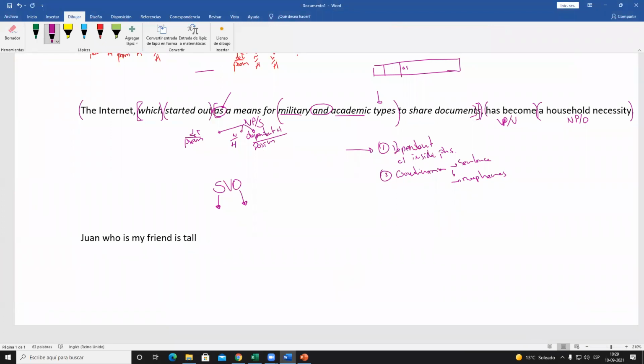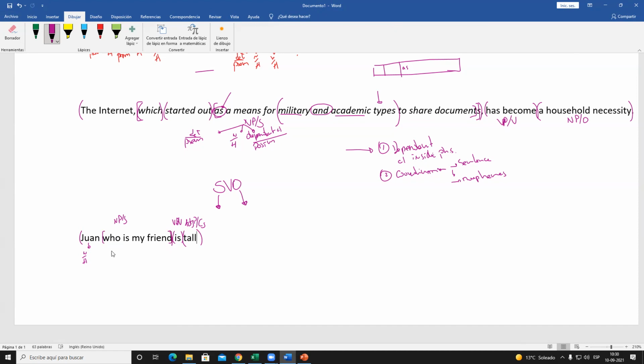If you take a look at example one, Juan who's my friend is tall, then the analysis would be: this is the verb phrase, this is the subject, and this is a complement, a subject complement. Therefore, this is the noun phrase subject, the verb phrase verb, and an adjective phrase subject complement. Then Juan is the noun head, quite obviously, and who's my friend is a dependent clause, in square brackets.